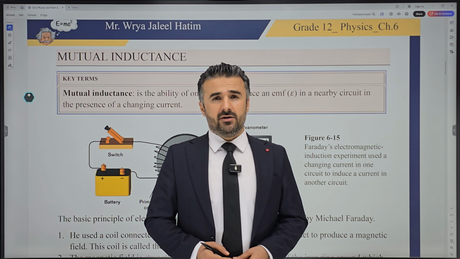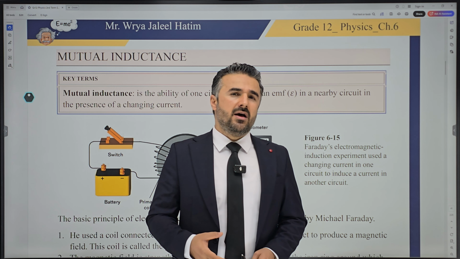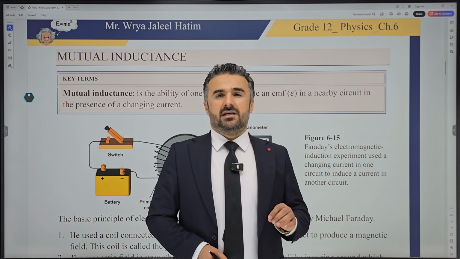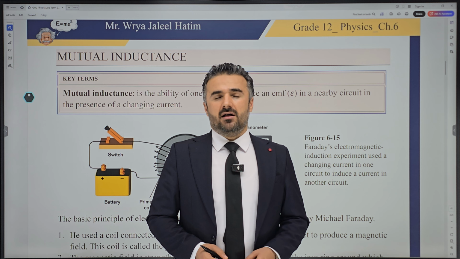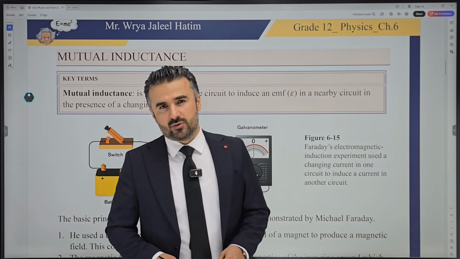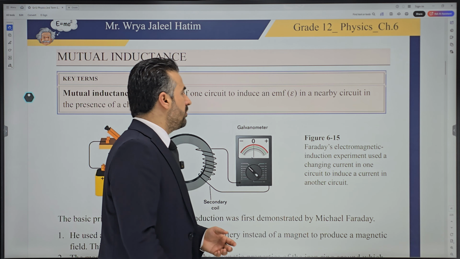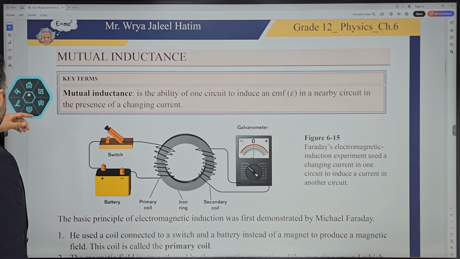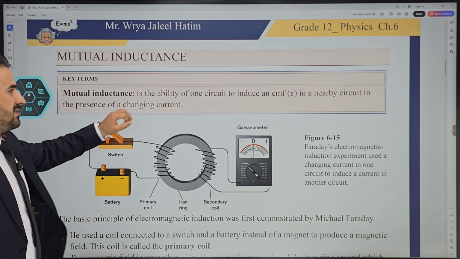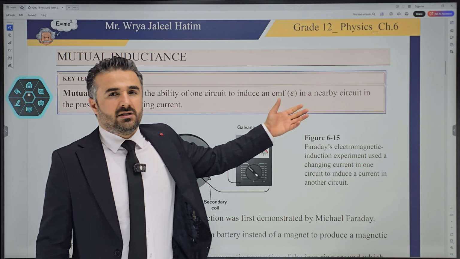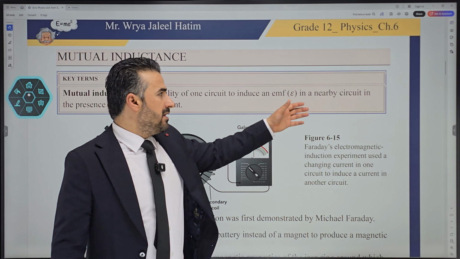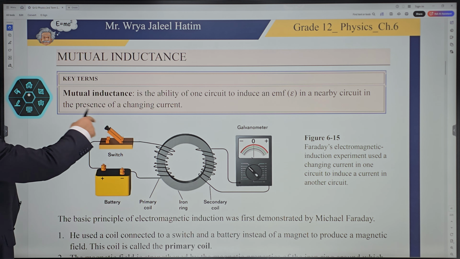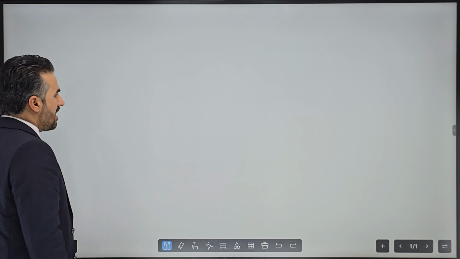Today we'll talk about a new concept, the fifth method of inducing EMF, and that is by using mutual induction. What is mutual induction? We'll talk about this today, and mutual inductance. So first of all, we have two coils, as you can see here. We can start with the definition. Mutual induction is the ability of one circuit to induce an EMF in a nearby circuit as a result of changing current.